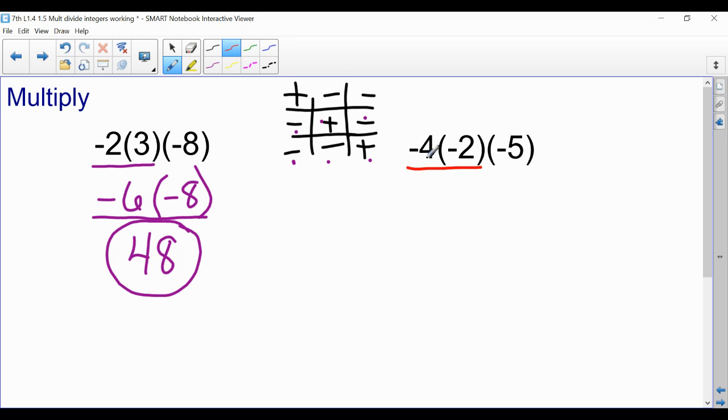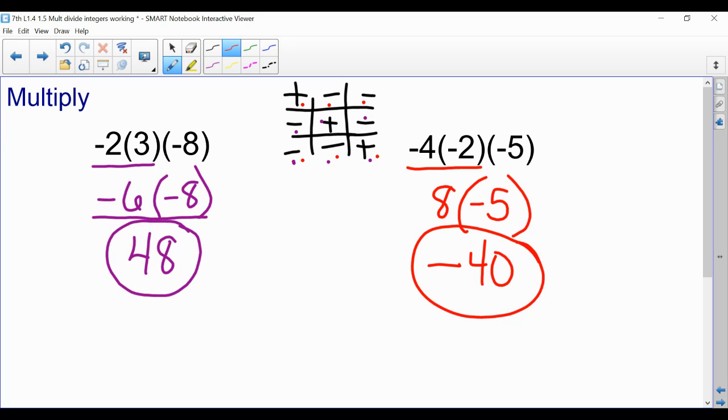I'm going to look at negative 4 times negative 2 first. Negative times a negative is a positive. 4 times 2 is 8. So now I have 8 times negative 5. We have a positive times a negative, so our answer is negative. 8 times 5 is 40, so our final answer is negative 40.